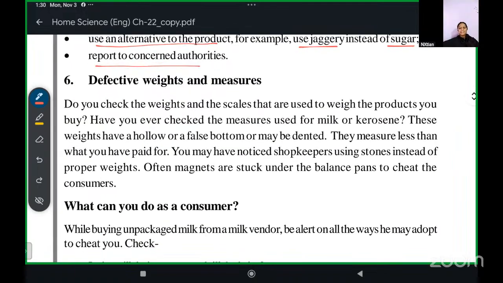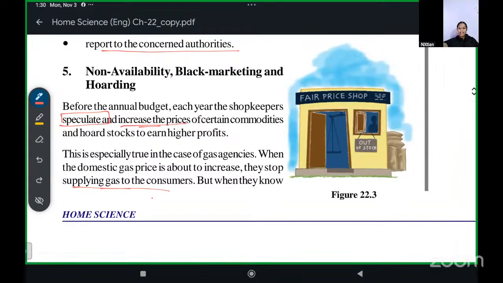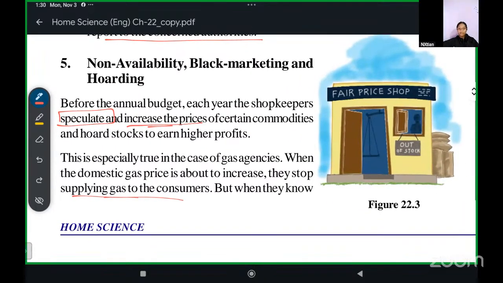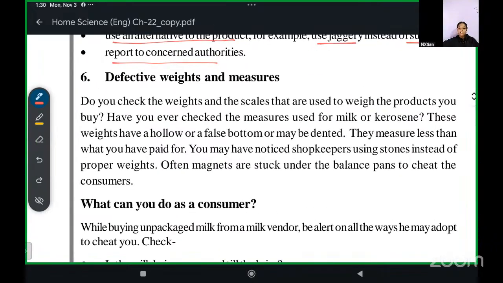Now, defective weights and measures. Hope the fifth point, non-availability, black marketing, and hoarding, was clear to you. Do you check the weights and the scales that are used to weigh the products you buy? Have you ever checked the measures used for milk or kerosene? These weights may have a hollow or false bottom, or may be dented. They measure less than what you have paid for. You may have noticed shopkeepers using stones instead of proper weights. Often magnets are stuck under the balance bands to cheat consumers.